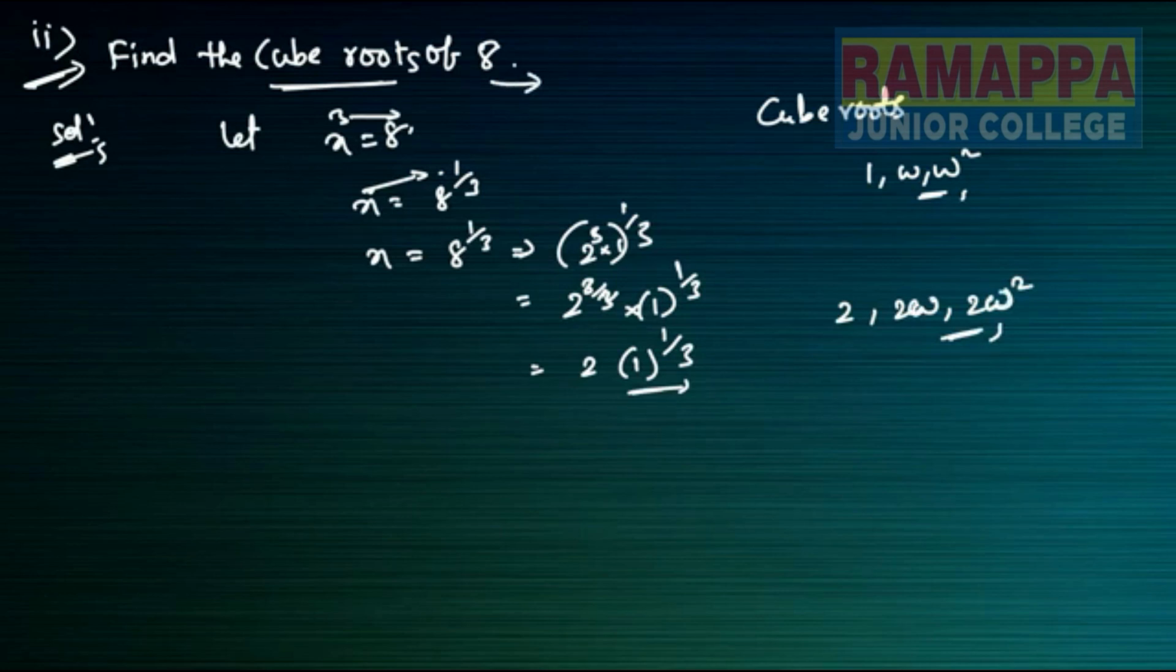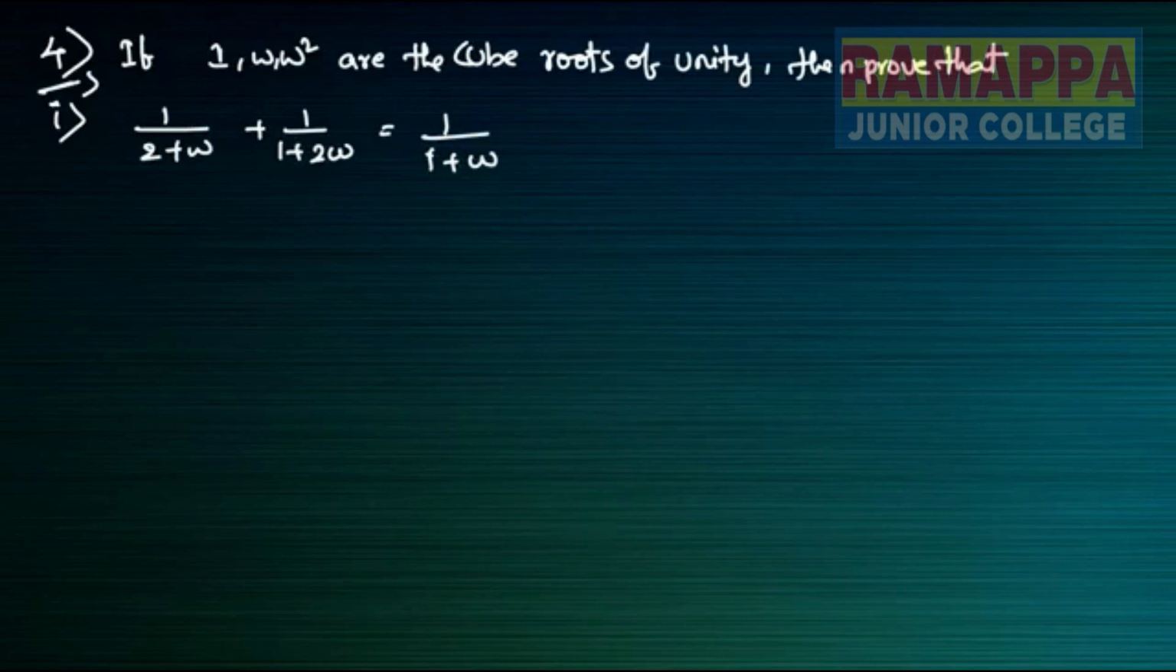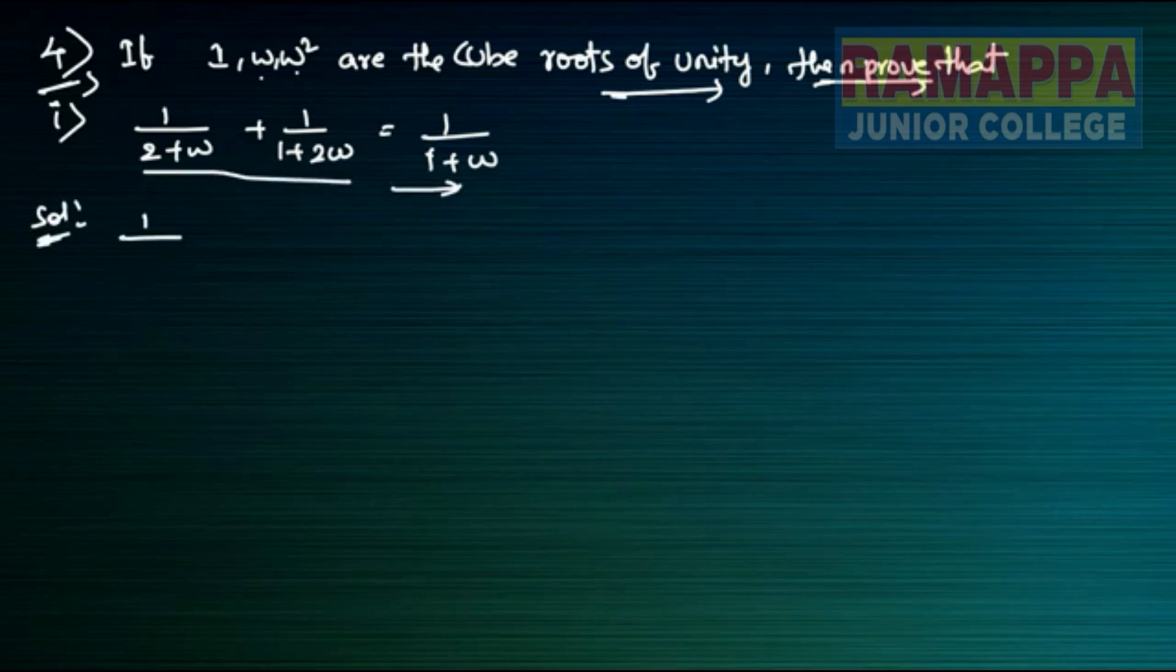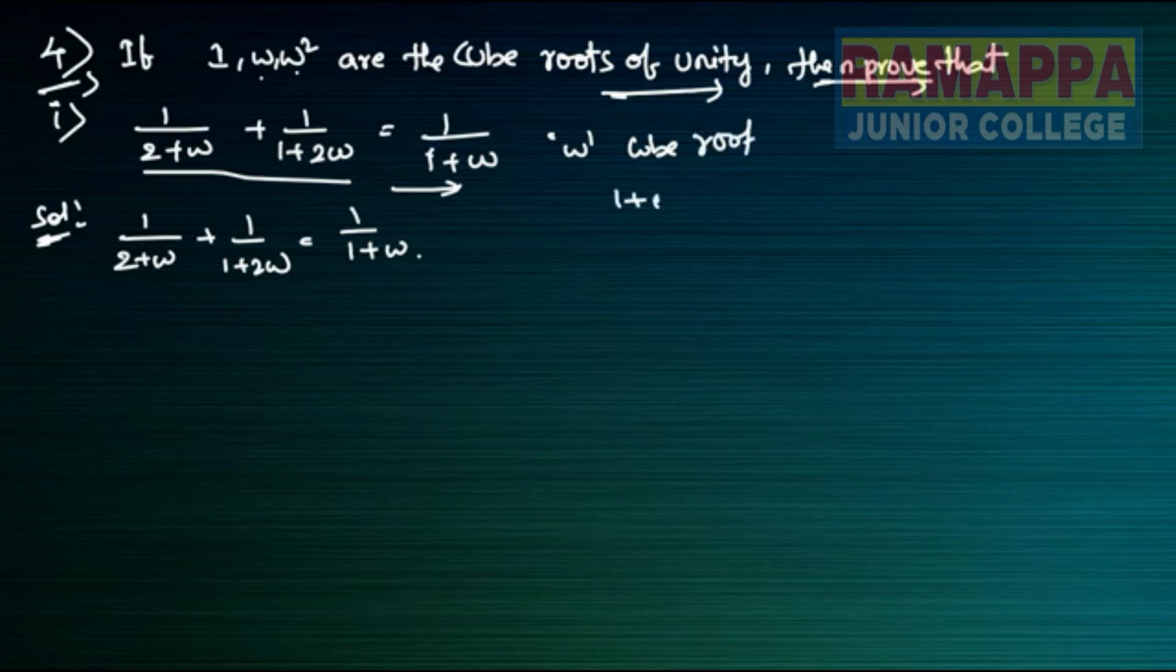Now moving to the next question. The fourth question is: given that 1, omega, omega square are the cube roots of unity, prove that 1 by 2 plus omega plus 1 by 1 plus 2 omega is equal to 1 by 1 plus omega. Since omega is the cube root of unity, 1 plus omega plus omega square is equal to 0, and omega cube is equal to 1.